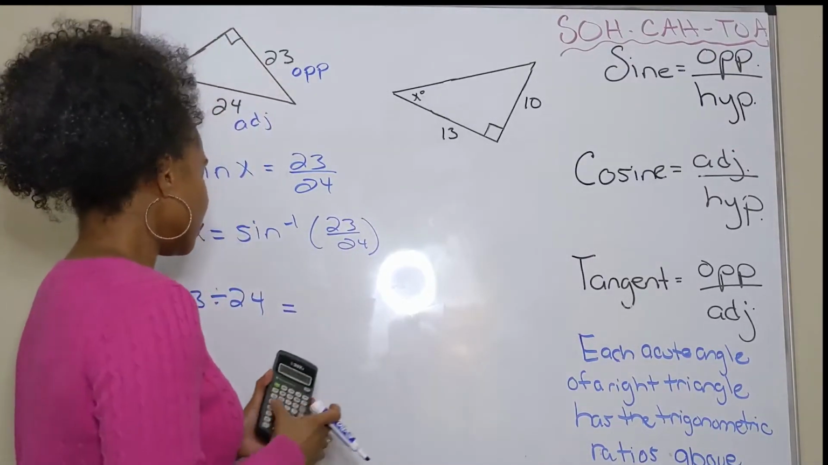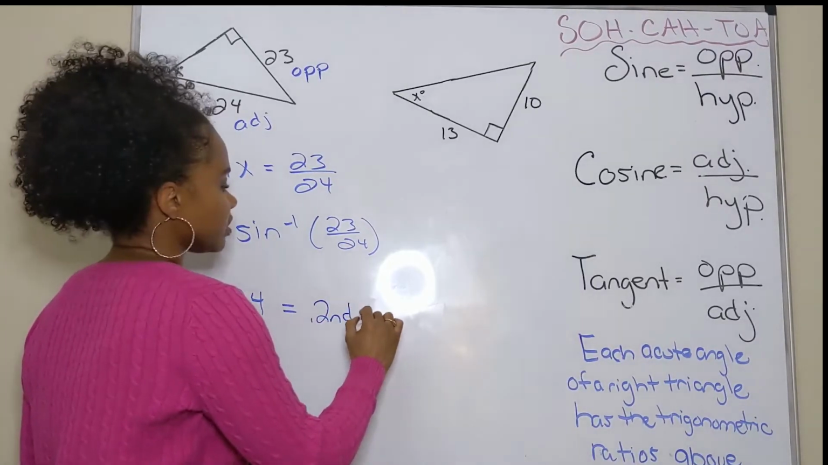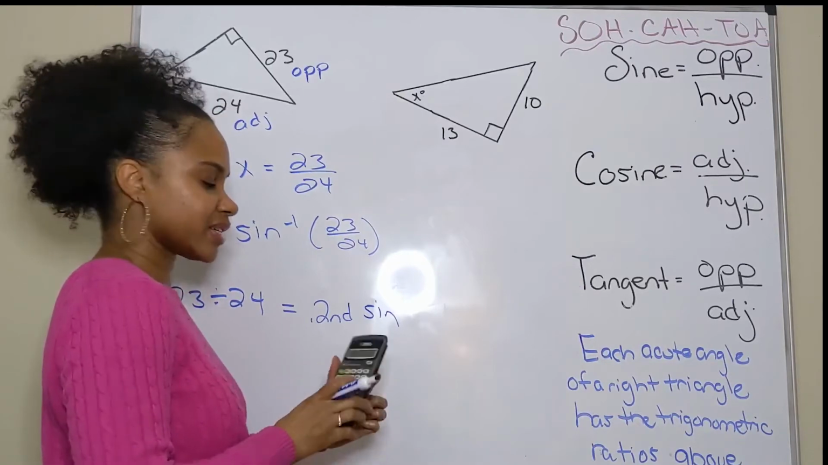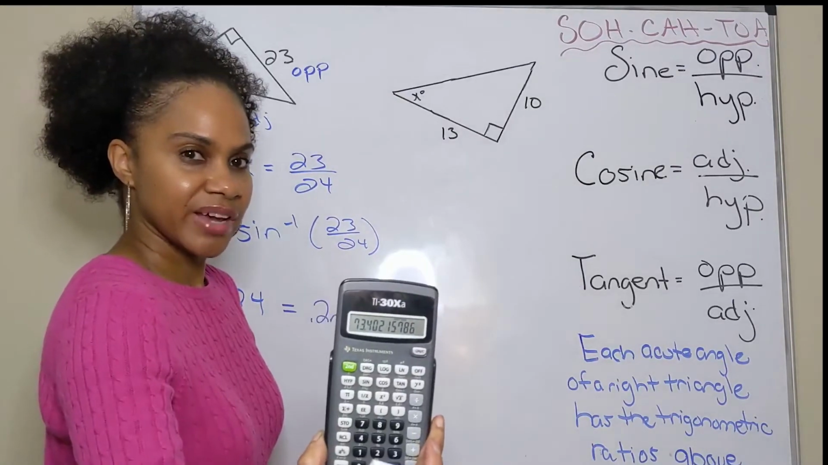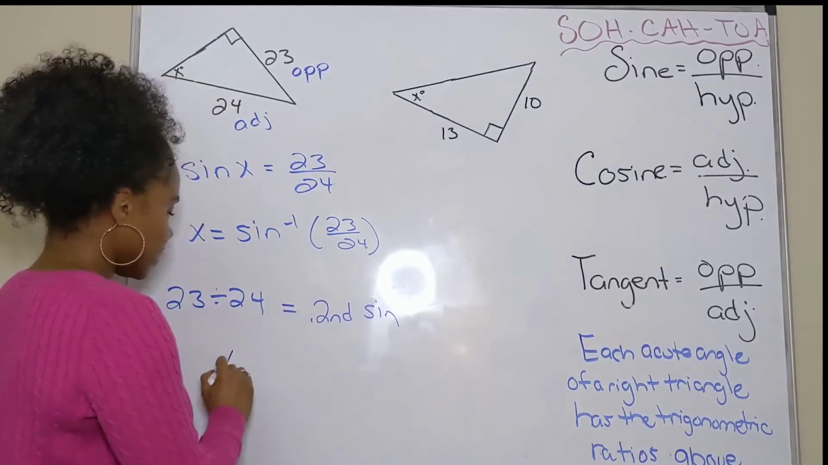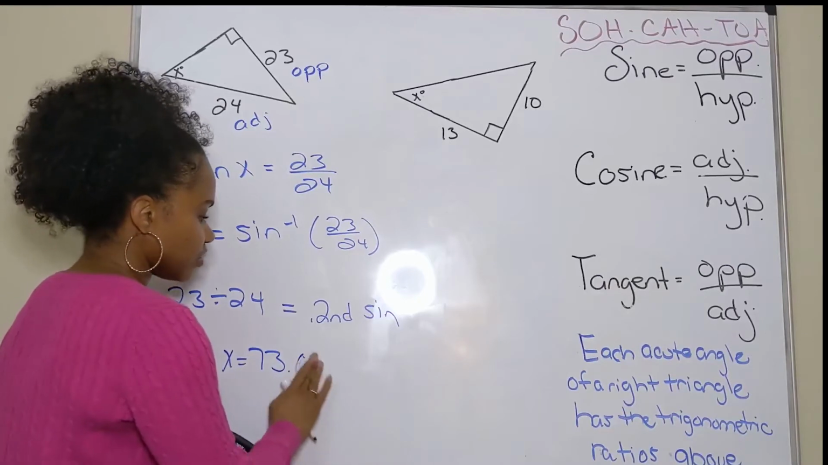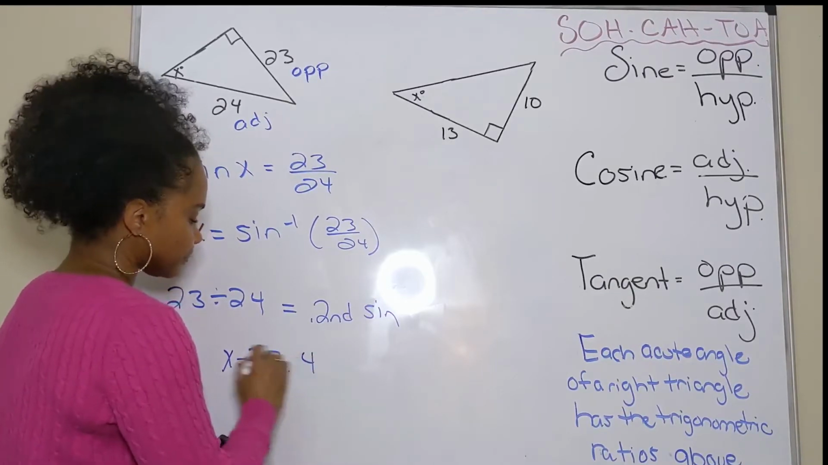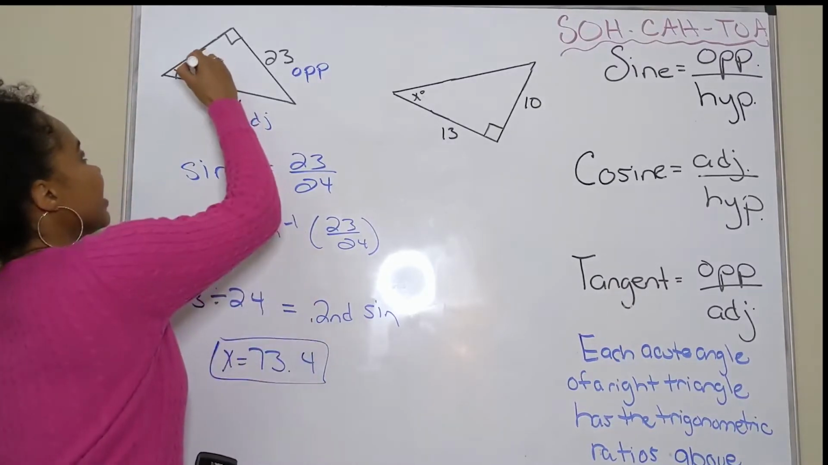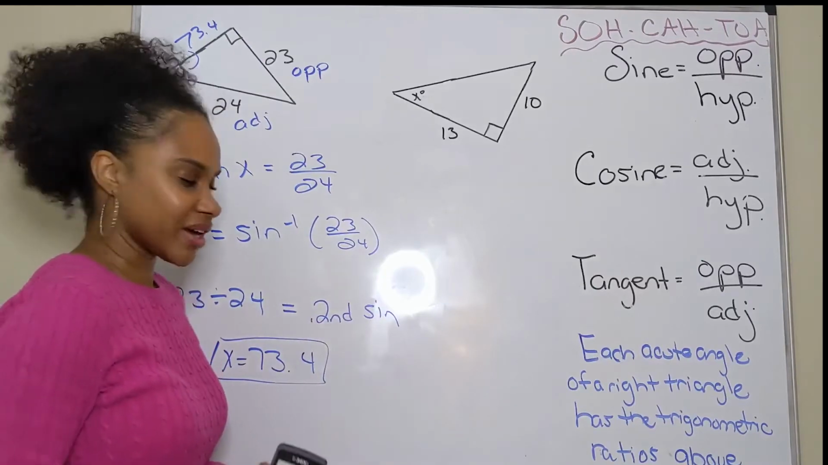Alright, and then you will hit the second key, and then whatever your trig function is. So in this case, since I'm using sine, I'm going to hit second sine, and that gives me 73.4. That is the measure of this angle. It is 73.4, and that is exactly how you would put it in your calculator.